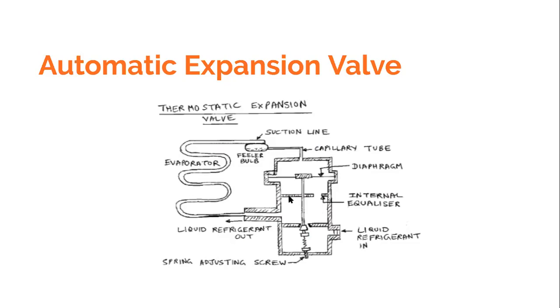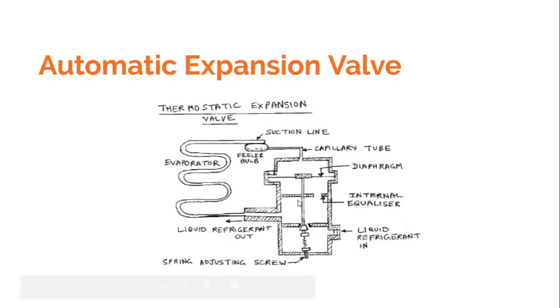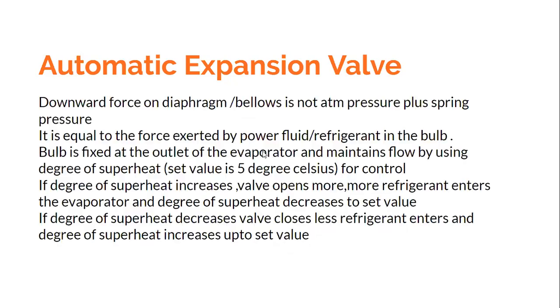So on the other side, what is it? It is the pressure exerted by the refrigerant in the evaporator, as well as the pressure exerted by this spring, the self-adjusting spring or self-adjusting screw. So this is the source of the one pressure, and the opposing pressure on the diaphragm is exerted by the refrigerant in the filler bulb. This has to be noted.